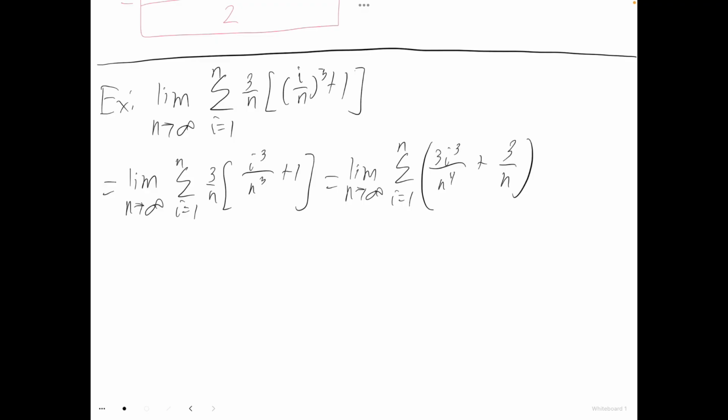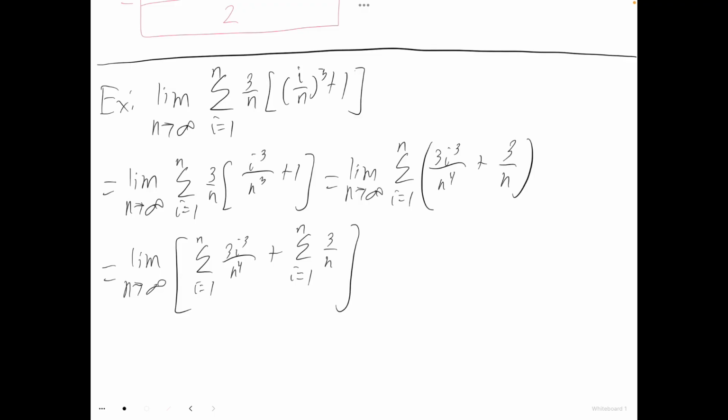Now I want to break the sum up. And remember, you can break limits up as well, but we're not going to worry about that. So if the limit is n goes to infinity of this whole thing, so we have the sum from i equals 1 to n of 3i cubed over 4n to the 4th, plus the sum from i equals 1 to n of 3 over n.